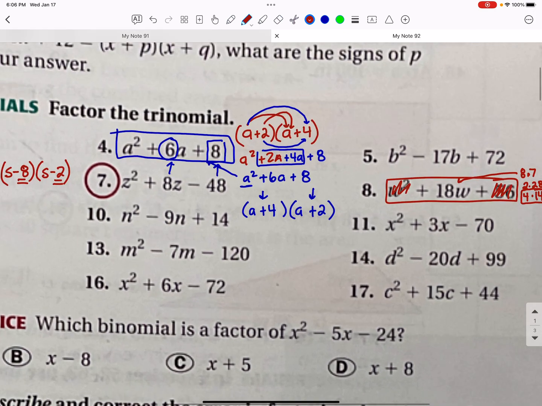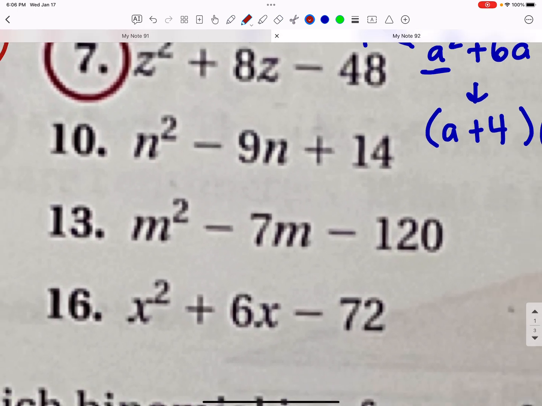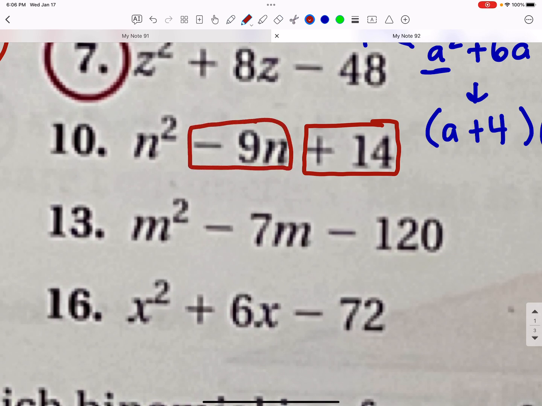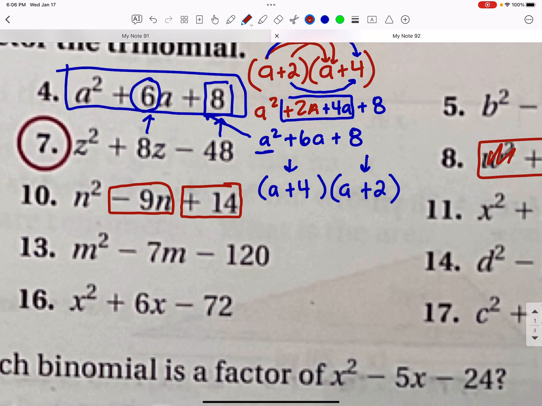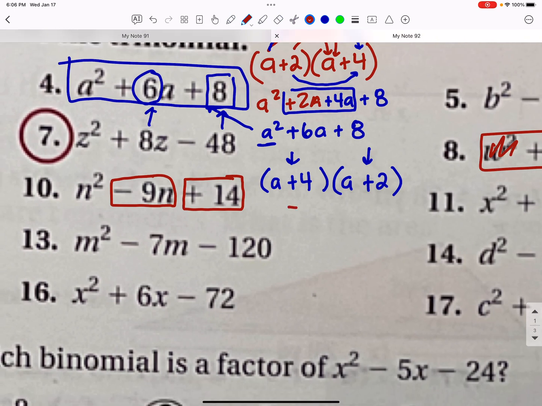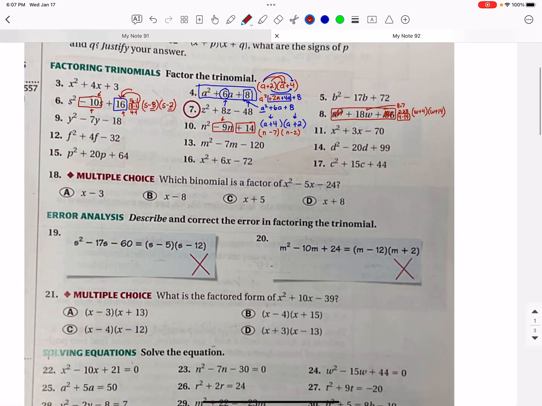All right, number 10. Remember, I need two numbers that make positive 14 but add up to be negative 9. So they must both be negative numbers. That's how we multiply to make a positive. I think negative 7 times negative 2 are the two numbers that make 14, and negative 7 and negative 2 combine together to make negative 9. So we're factoring.